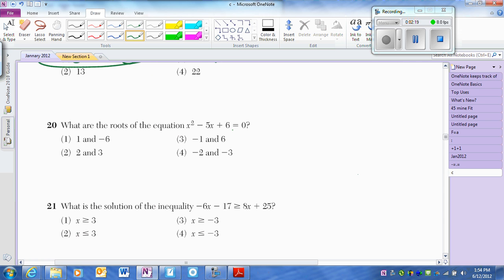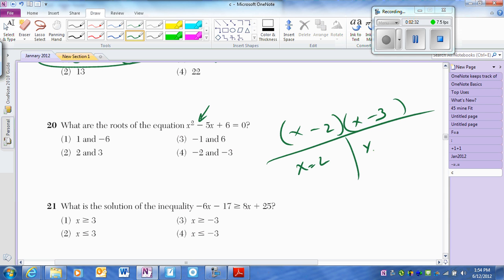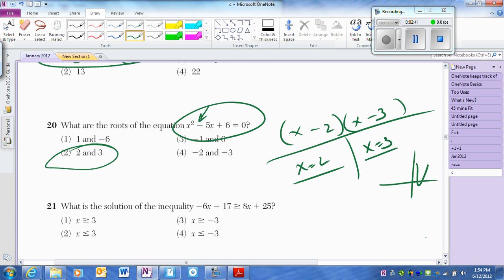What are the roots? I could just graph that. 5 and 6. Signs are the same because it is a plus 6. And because this is a minus 5, they're both going to be negative. Negative 2, negative 3. T chart, I get x equals 2 and x equals 3 are my roots. Be careful. Graph it. If I was to graph this, it would be like that, and it would hit around 2 and 3. So be careful.